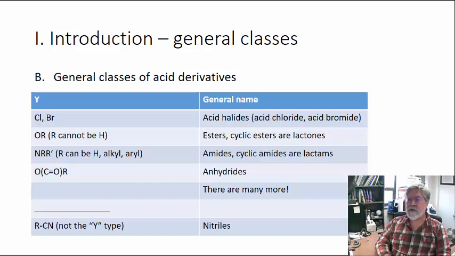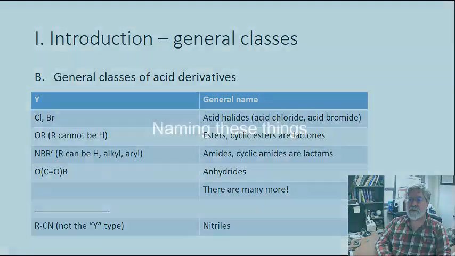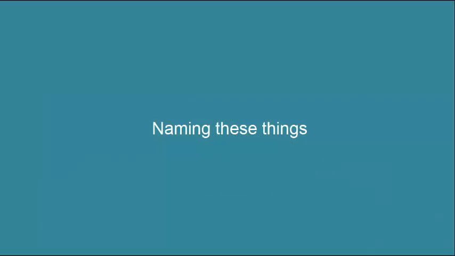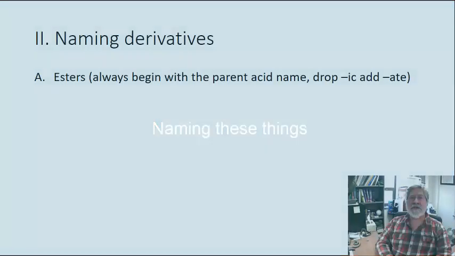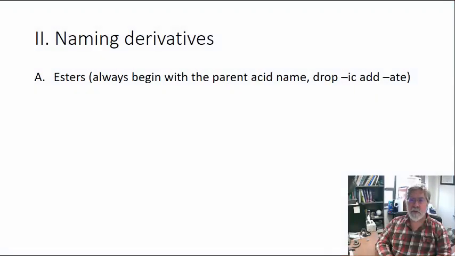And these compounds are referred to as nitriles. We need to know how to name these derivatives. And so let's start with esters. The pattern for all of these names begins the same way. You have to be good at naming the acid, the parent acid from which the derivative comes. In this case, the ester.